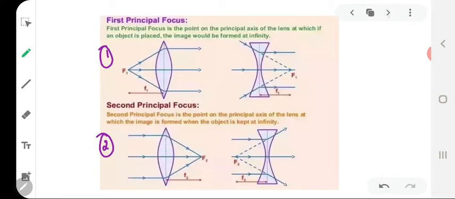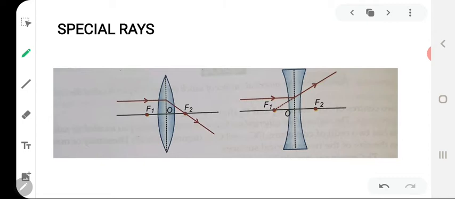So these were the basic terms regarding the spherical lenses. Now let us study about the special rays that will be required for drawing the ray diagrams. Beginning with the first one. A ray of light parallel to the principal axis after refraction passes through principal focus in the case of convex lens and appears to be coming from principal focus in the case of concave lens.